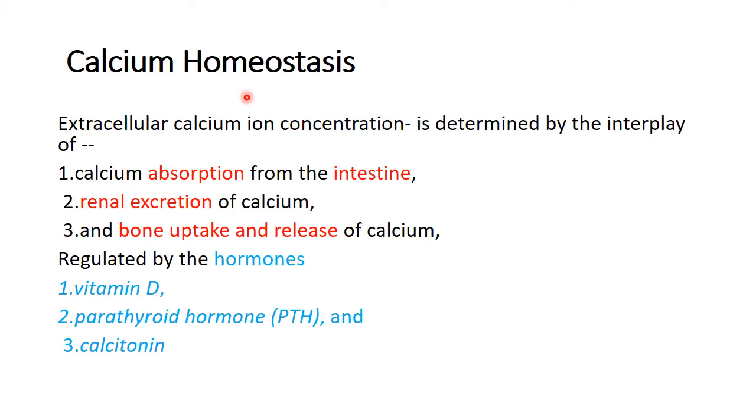Now, calcium homeostasis. If you want to learn this homeostasis, remember the formula of 3. The extracellular ion concentration is determined by calcium absorption from the intestine, renal excretion of the calcium, and bone uptake and release of the calcium. And it is regulated by 3 hormones: vitamin D, parathyroid hormone, and calcitonin.